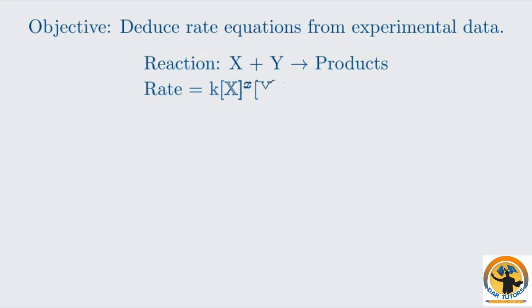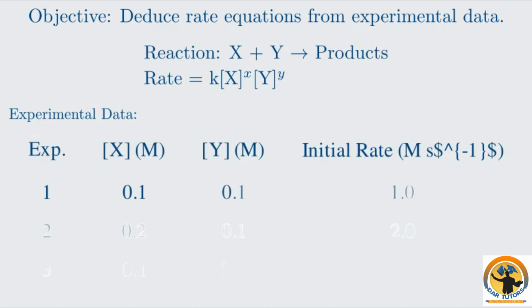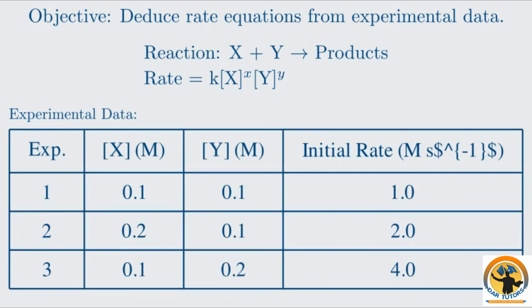Consider the reaction between reactants X and Y. We want to find the rate equation, which is in the form rate equals k times the concentration of X to the power x times the concentration of Y to the power y. Let's say we have the following experimental data. In experiment 1, we start with 0.1 M of X and 0.1 M of Y, and the initial rate is 1.0 M per second. In experiment 2, we double the concentration of X to 0.2 M while keeping Y constant, and the rate doubles to 2.0 M per second. In experiment 3, we double the concentration of Y to 0.2 M while keeping X constant, and the rate quadruples to 4.0 M per second.